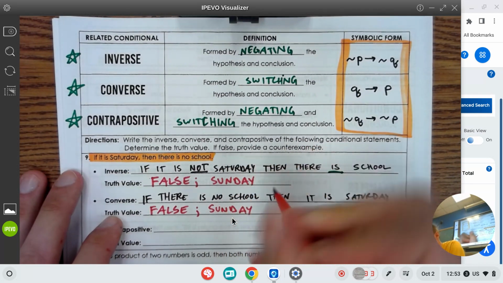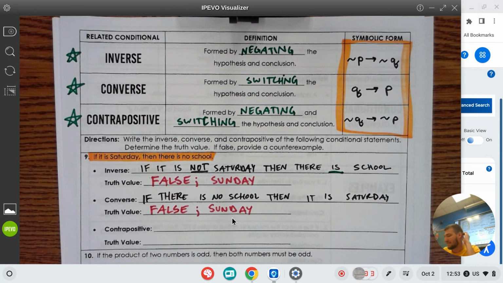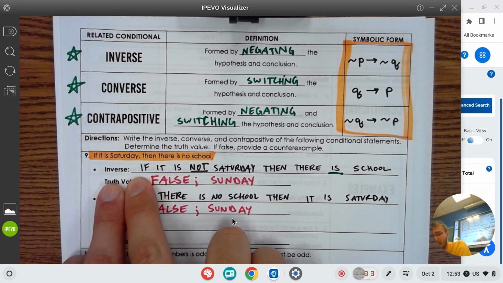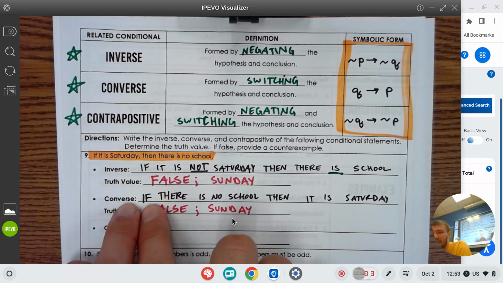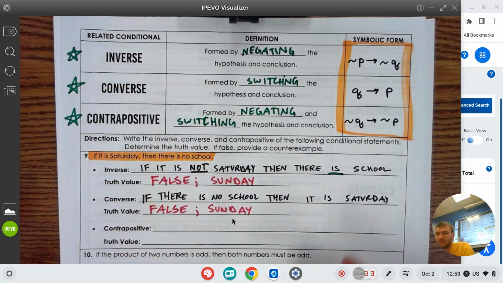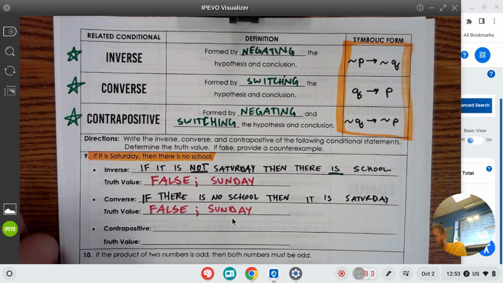Now, even though theoretically these are the same logic as proving these both wrong, these are different things. And so if the question says inverse and you write a converse statement, it is wrong. Even though they're both false because of Sunday, you have to get the statement right and the truth value right.